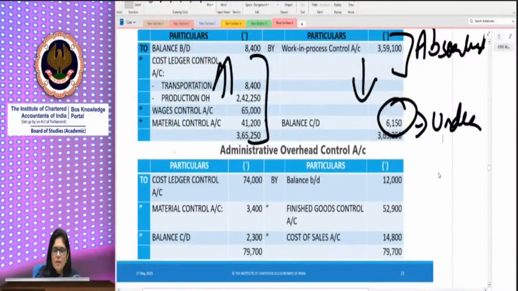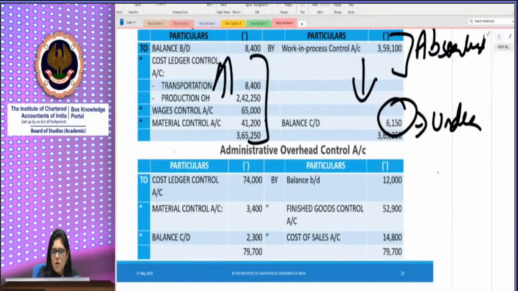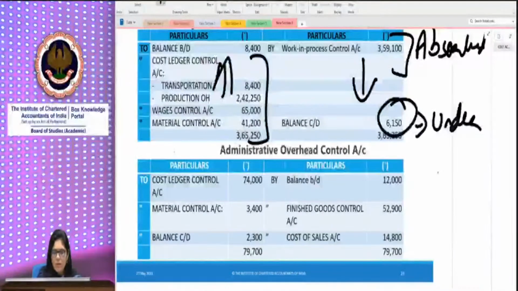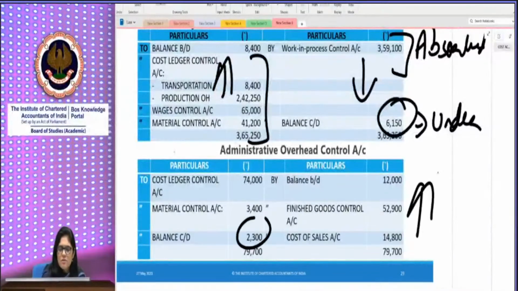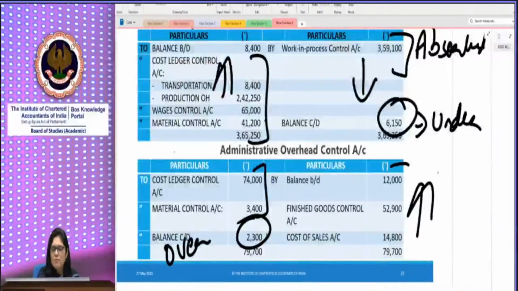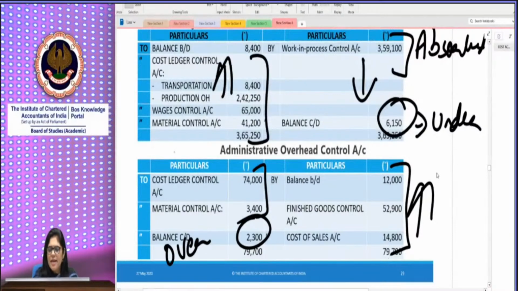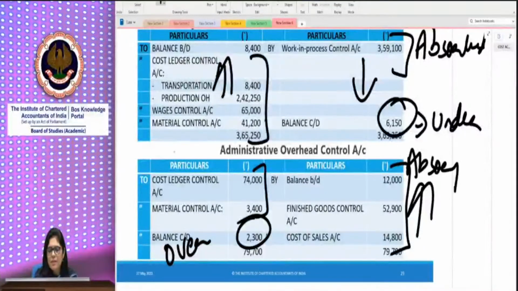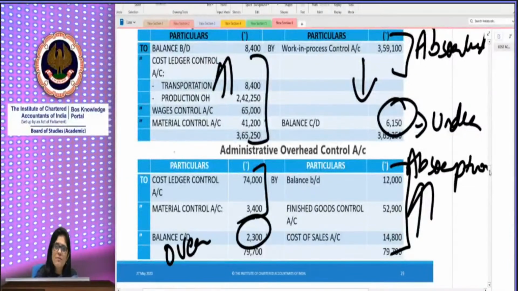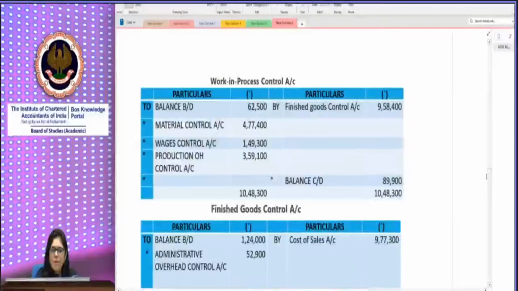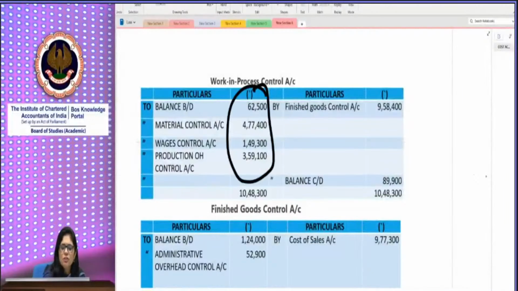Administration: again, this is incurred and this is absorbed. So absorbed is higher. So this is over absorption. You have incurred this much and you have absorbed this much. Absorption is higher in administrative. Credit side is greater. Credit side is the absorption side. Clear? This way you can always remember. Clear? Moving ahead, WIP.